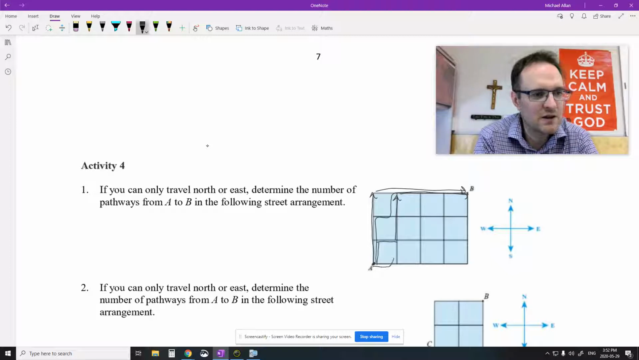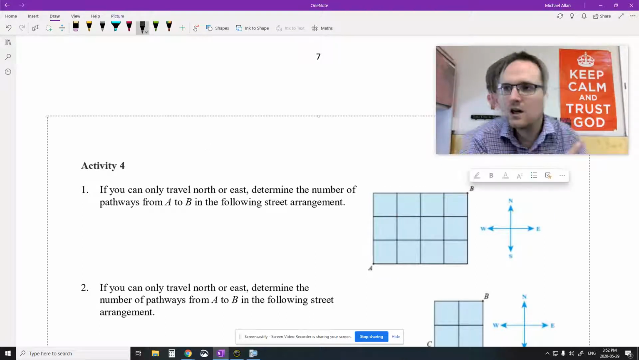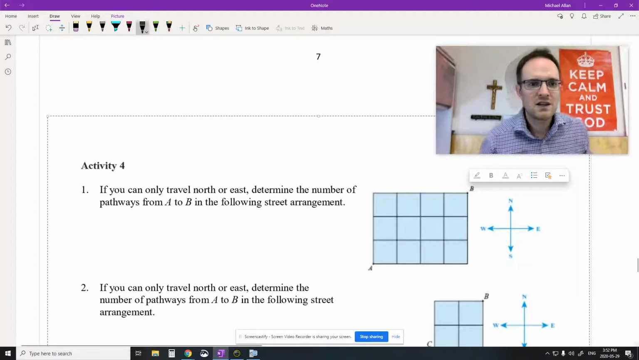I can go over, up all the way, and then over. So there's another different path I can take. There's a lot of different paths I can do here. And there's a few ways to solve this question. I'm only going to really show you the one way, the quick way to do this.